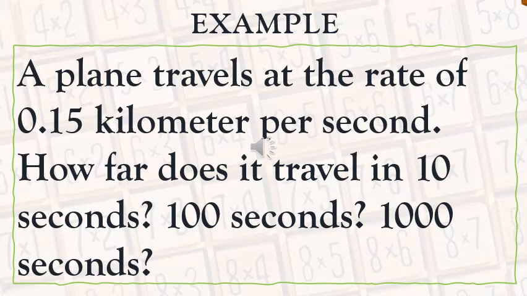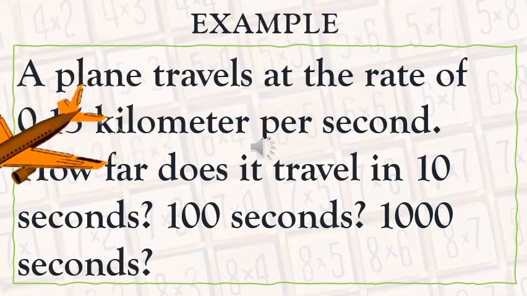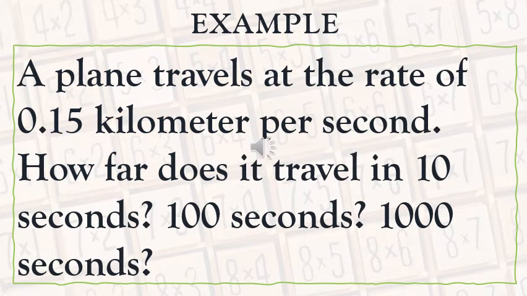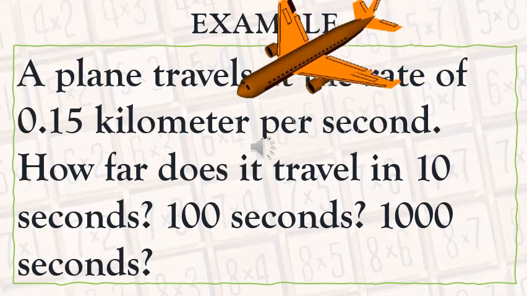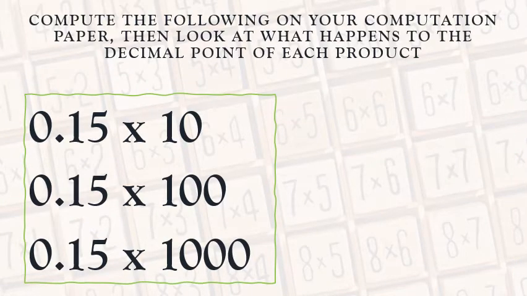A plane travels at the rate of 1500ths km per second. How far does it travel in 10 seconds? 100 seconds? 1000 seconds? Compute the following on your computation paper, then look at what happens to the decimal point of each product. After the computation you will see these products.